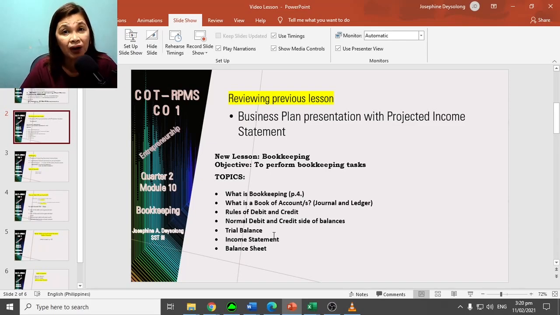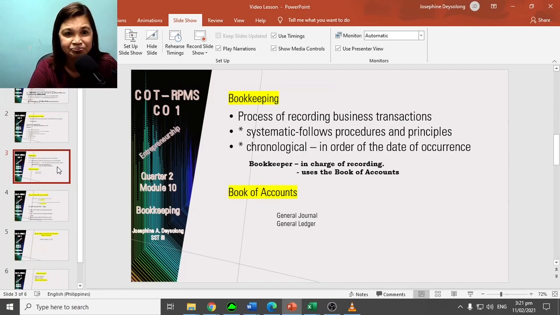What is a book of accounts? We have here journal and ledger. We will be discussing on that. What are the rules of debit and credit? What are the normal debit and credit side of balances? And we need to also perform trial balance, income statement, and balance sheet.